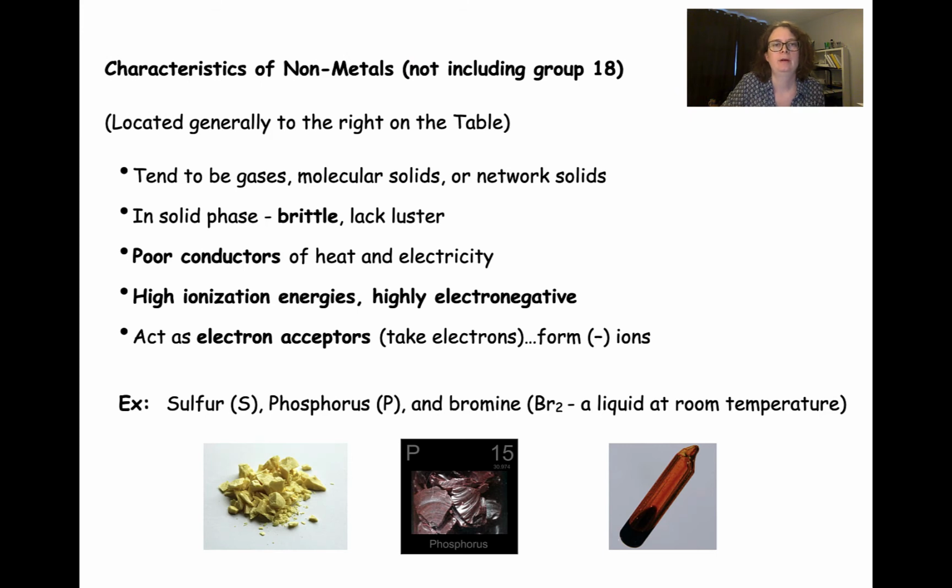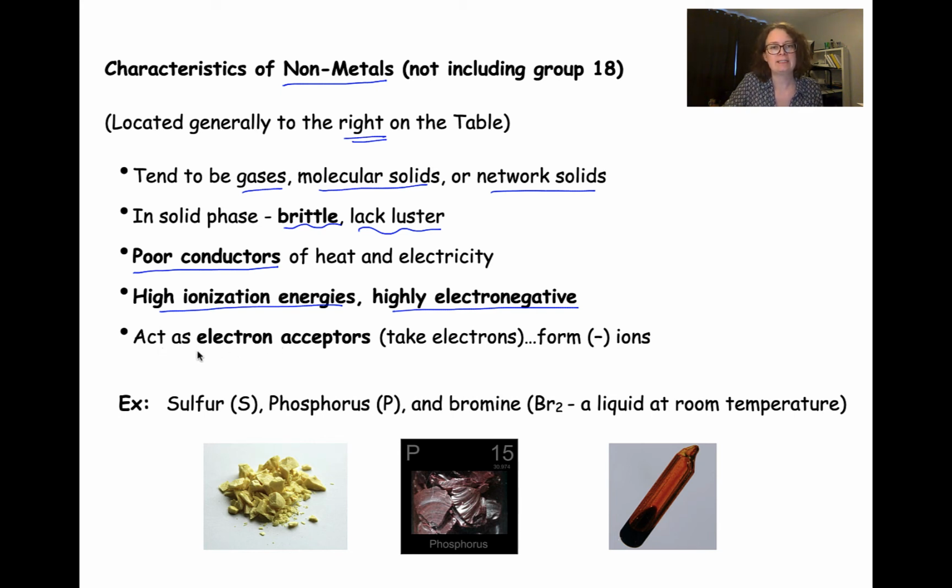Another group where we can categorize our elements is nonmetals. These are going to be on the right side of the periodic table, on the other side of that step line. They can be gases, they can be solids, or they can be network solids, which we'll talk about later. In the solid phase, they tend to be brittle and they lack luster, so they're not very shiny, which is very different than a metal. They're unable to conduct heat and electricity. They have high ionization energies, and they're highly electronegative. Again, we'll talk about what those terms mean in a little bit.